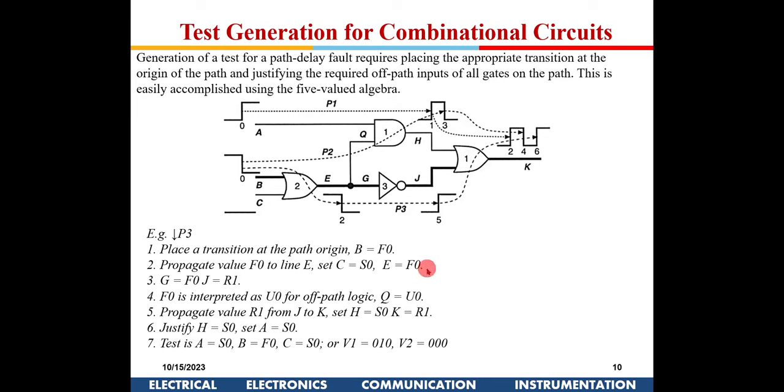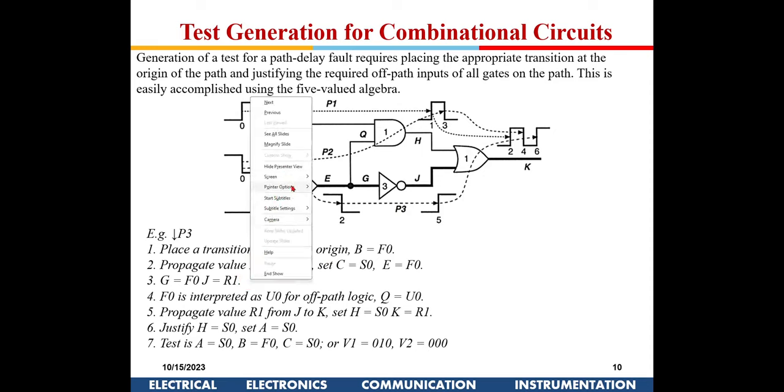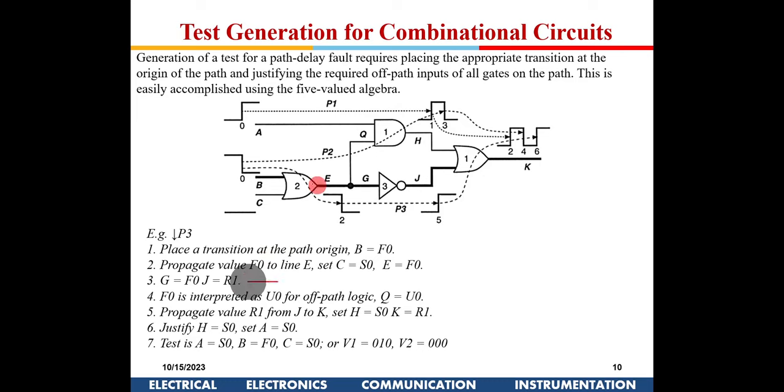Okay, so the second line is clear, right? So at E, we have an F0 coming here. Now, G also is F0. Here, at J, it will be R1. So is this okay? First three steps. How did we get an R1 out here? R1 means we'll have a rising edge. That's the way it is represented in the algebra. So a rising edge is known as R1. Okay, so I have R1.